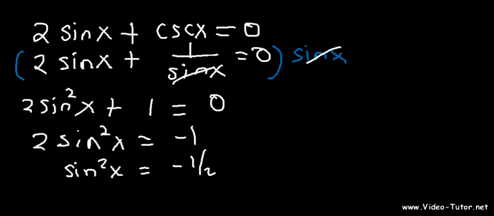Now, whenever you square something, it can't equal a negative number. So therefore there's no solution for this one. So that's it for that problem. Let's try our next example.